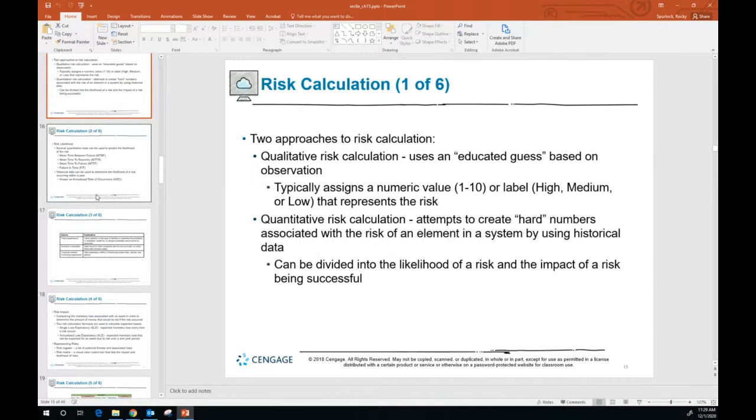Okay, we have two approaches to risk calculations. You have qualitative risk calculations. That's usually an educated guess based on observation. And you also have a quantitative risk calculation. This attempts to create hard numbers associated with the risk of an element in the system, and that's using historical data.